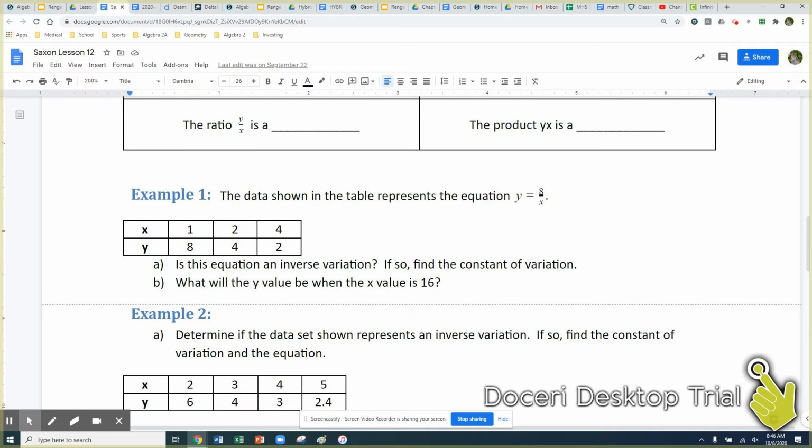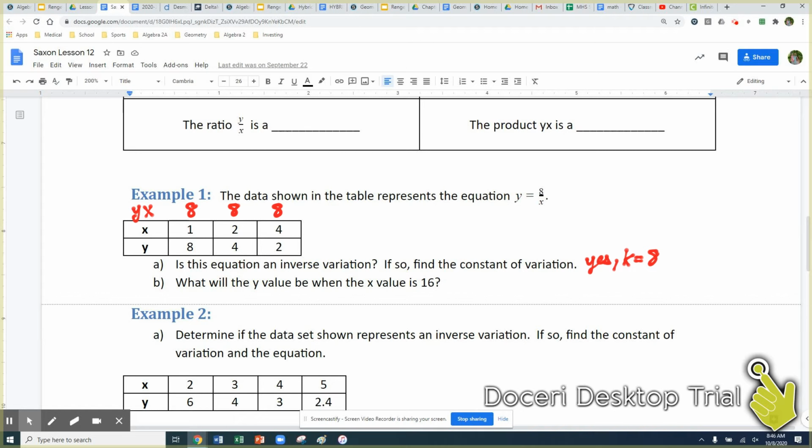The last thing we need to do is check what happens when we multiply y times x. So you do 8 times 1, 8. 4 times 2, 8. 2 times 4, 8. You're getting a constant value every time. So our first question, is it an inverse variation? Yes. And then k, your constant, is always equal to 8. So if we use that same example about the total person hours it would take, 8 person hours divided by the number of people is what we're looking at in this one.